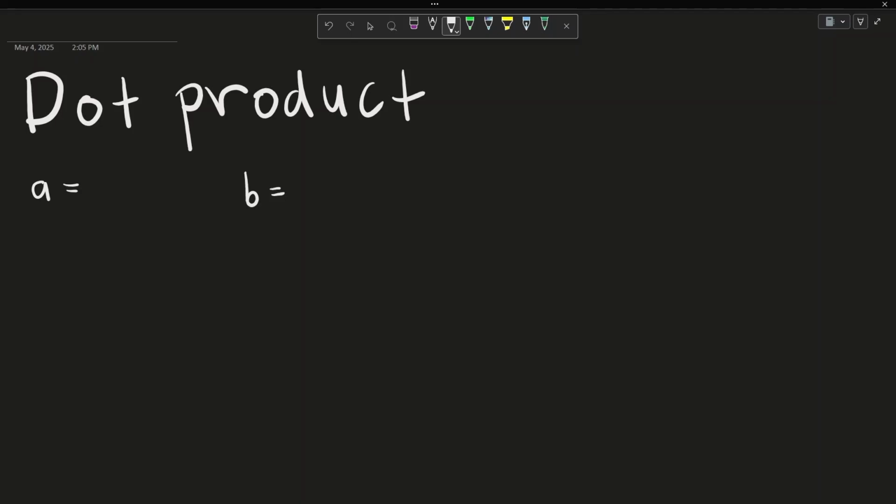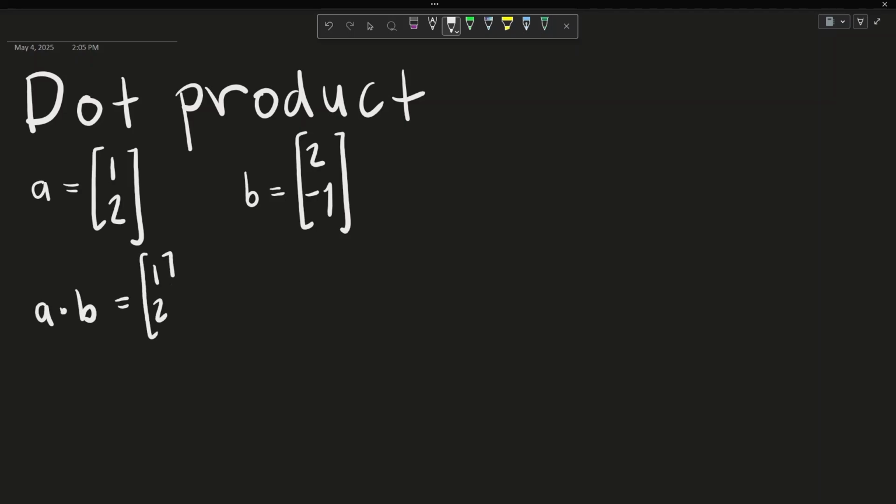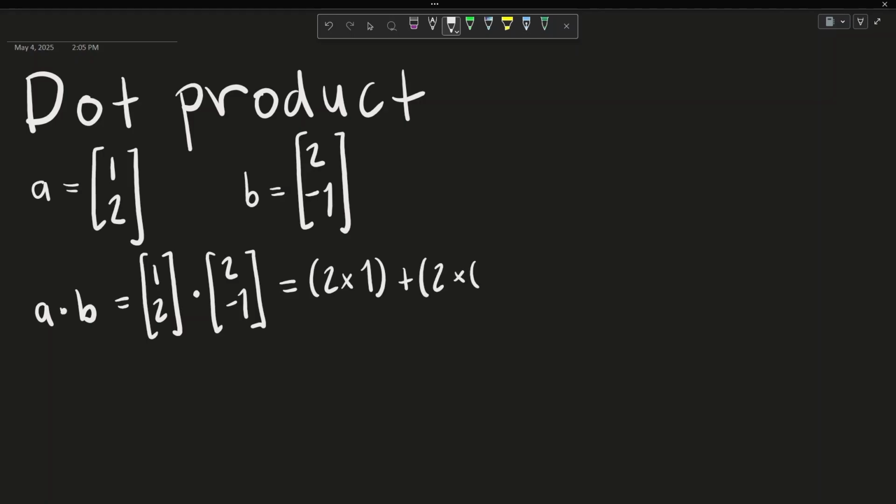Let's now take another example where we'll set A equal to 1, 2, and we'll set B equal to 2, -1. So if we now attempted to take A dot B, which would be equal to 1, 2 dot 2, -1, what we'd obtain, and you can pause the video here to attempt the question yourself, but if you're interested in just seeing the answer, is 2 times 1 plus 2 times -1. And the order in which you multiply them doesn't really matter, because multiplication is commutative. We'd find that this is equal to 2 plus -2, which is just 0.